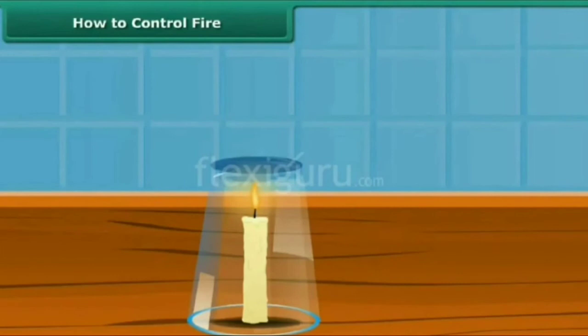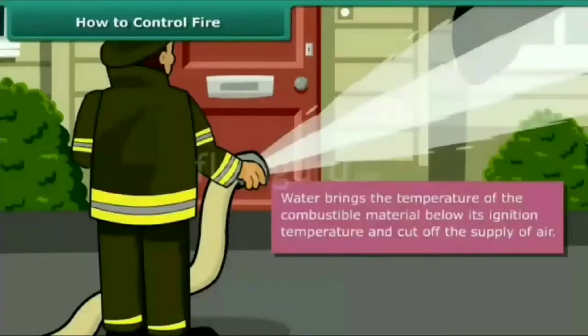Then, as we know, fire needs oxygen, heat and fuel to exist. However, it can be extinguished by removing any one of these: either air or heat or fuel. Suppose we put a glass over a candle, and we see that when there is no air, the flame of the candle is extinguished, that means put off.